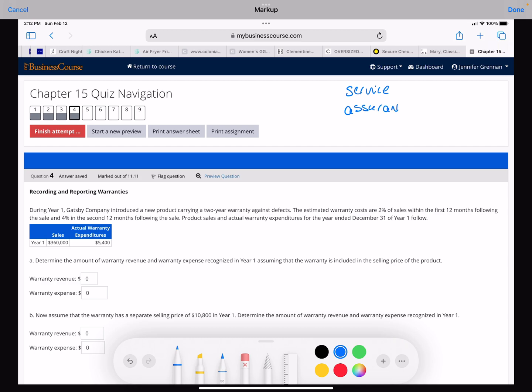All right, assurance warranties, those are included in the price. So if you walked into Apple and you walked out with a phone and the phone broke an hour later, well, Apple's going to fix that for you. It comes with a certain level of warranty. That's an assurance warranty. If you bought AppleCare, right, you're going to pay extra for that, and that is a service warranty, right? So that has a standalone price. It's not included in the price.